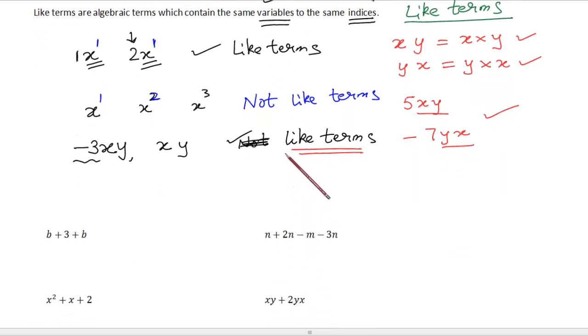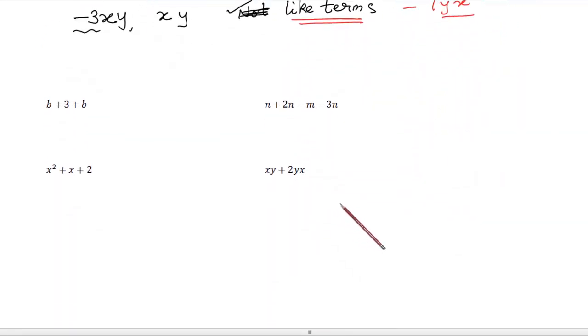Let us understand this with the help of some examples. Let us take the first one. What is b plus 3 plus b? So over here, b and this b are like terms, and by default they have the coefficient of 1. So 1b plus 1b is 2b plus 3. Now 3 is a constant term and there are no other like terms along with 3. So the answer is 2b plus 3.